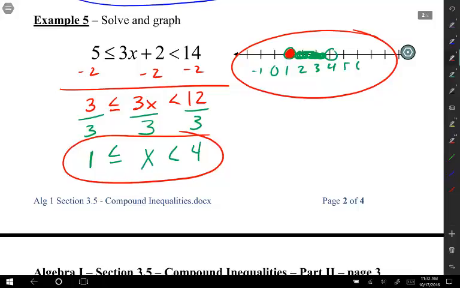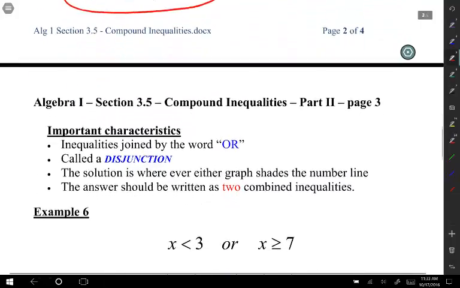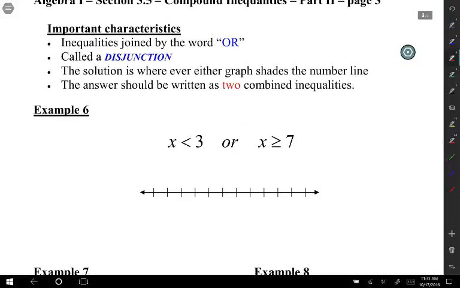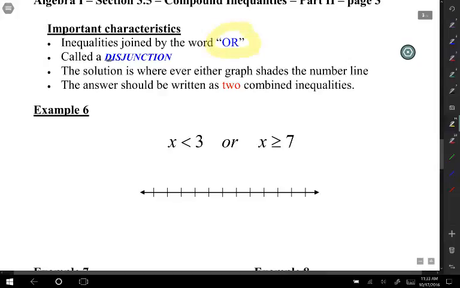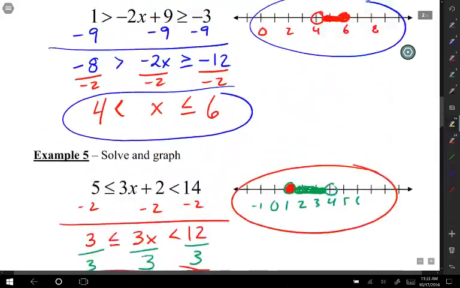Now, if you remember back to our earlier illustration, Holly and Ann got the postcards, okay? Because how many things were true? One was true, at least one. One or more. And so that's our next part. So let's slide down to disjunctions. Disjunctions are inequalities that are joined by the word or. They're called a disjunction, all right? And notice, the answer should be written as how many? 2. Let's flip back to the first one.